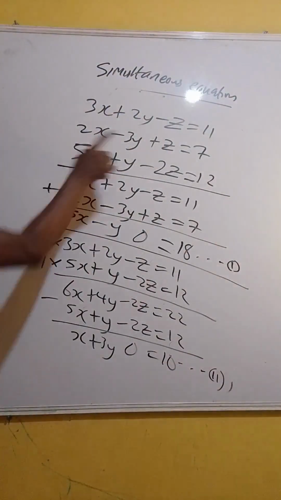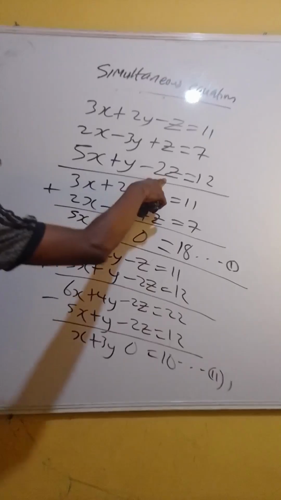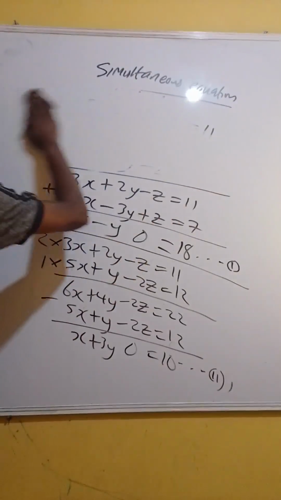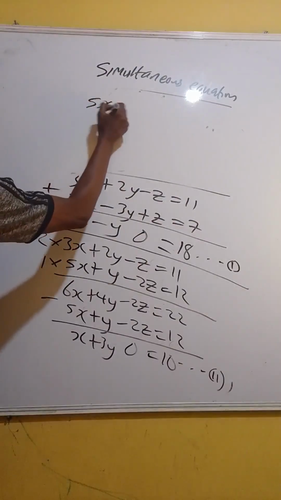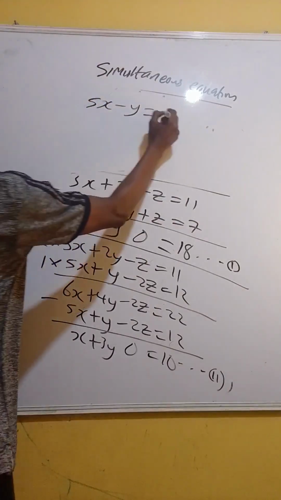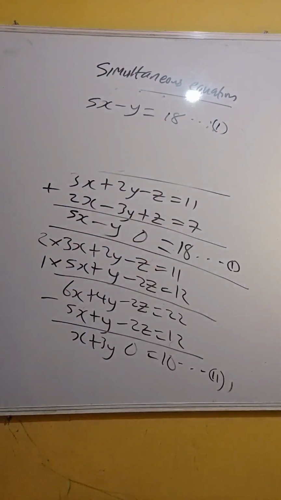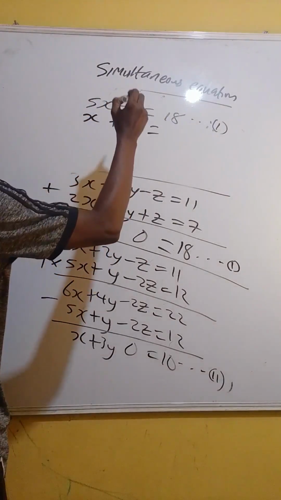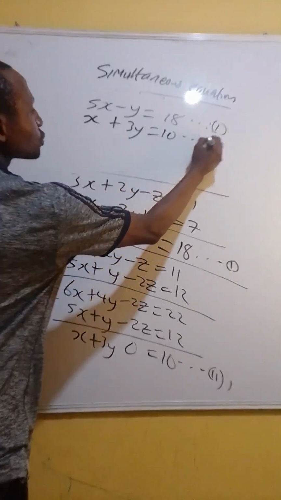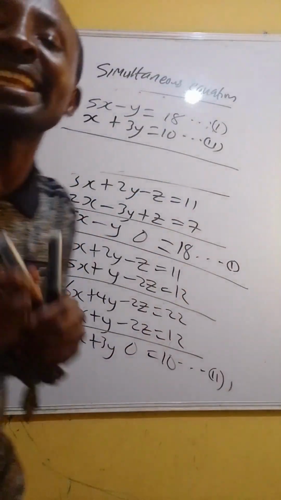So let's take the note. Just note this because I'm coming back to this to get my z. But first, let me use my equation 1 proper, 5x minus y equals 18. Equation 1 proper, and the next one is x plus 3y equals 10. Equation 2 proper. Now, the same thing, I am going to solve by elimination method.